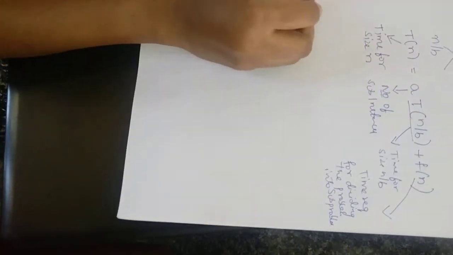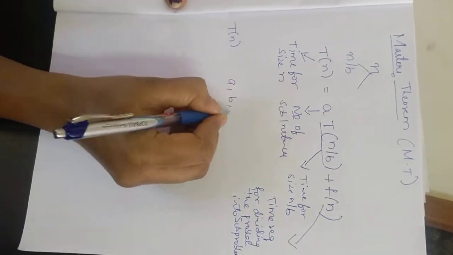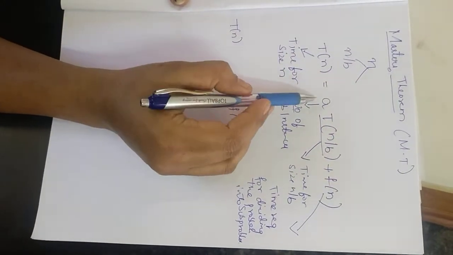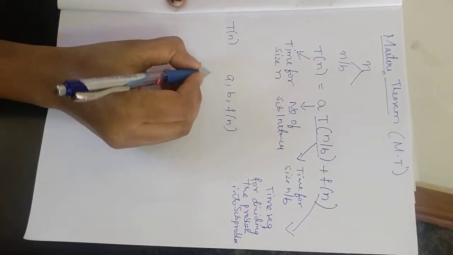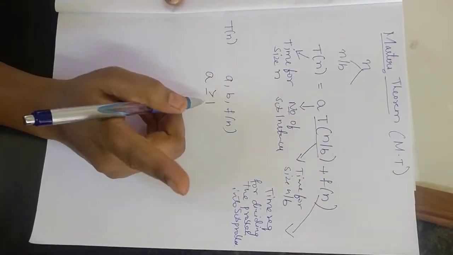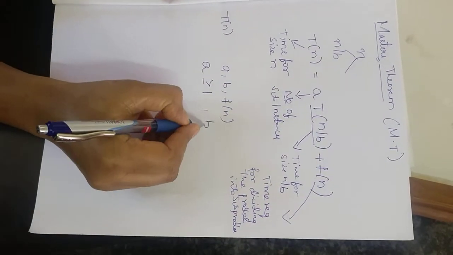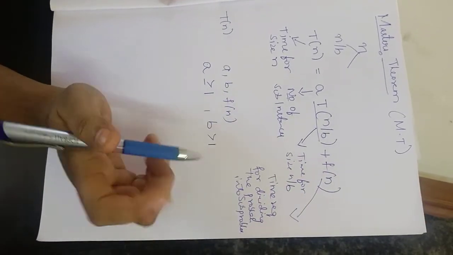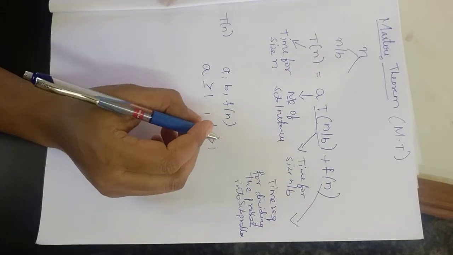The order of growth of T of n depends upon the constants a, b and f of n. Whatever the relation is given, T of n depends mainly on a, b and f of n. Always a should be greater than or equal to 1, meaning the number of sub instances should be at least 1. And b should always be greater than 1, meaning it should always be 2 or more, so that n by b is smaller than n.